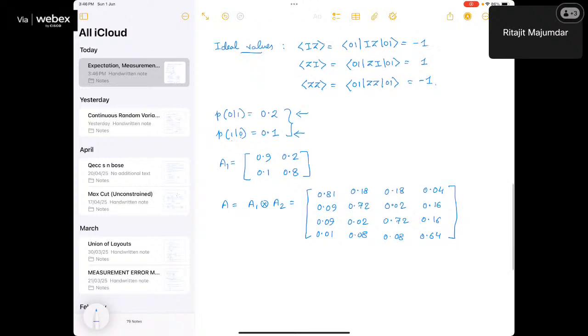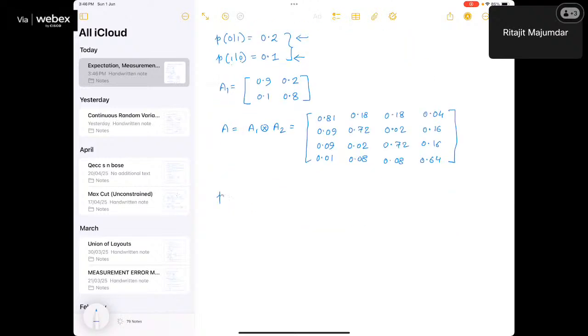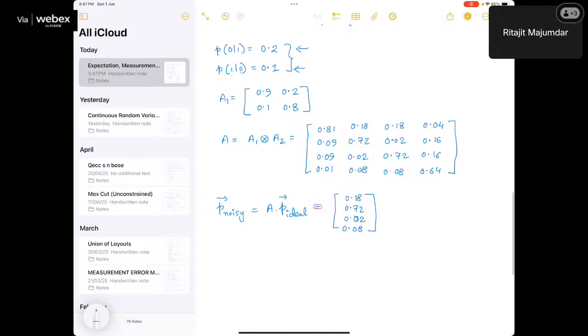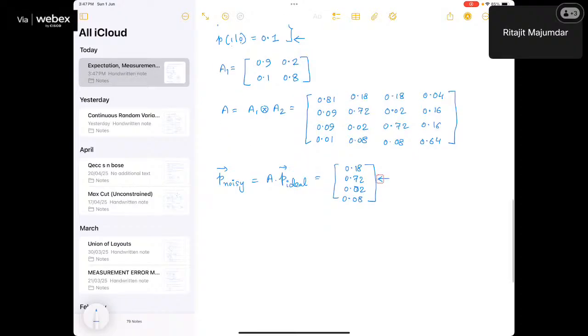So what does my P noisy look like? Although remember that, as we said, we usually get P noisy, but since this is just an example, I just want to show what P noisy will look like. It will look like this: 0.18, 0.72, 0.02, 0.08. Remember what the actual value should have been: 0100. We see that this point is still sufficiently high, but the other values are also non-zero.